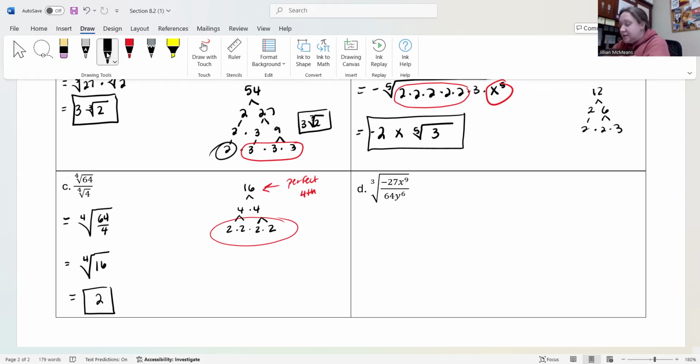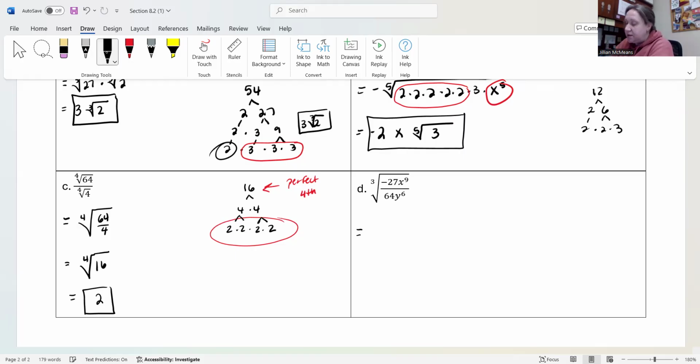Now let's look at this last example here. So let's see. I've got the cube root of negative 27 x to the 9th over 64 y to the 6th. We could do some stuff with this, but if we simplify the radical as it is, we're going to get just a weird fraction that won't necessarily simplify. So what I want to do here is simplify this into a quotient of two radicals, okay? Because I noticed something about 27 and 64.